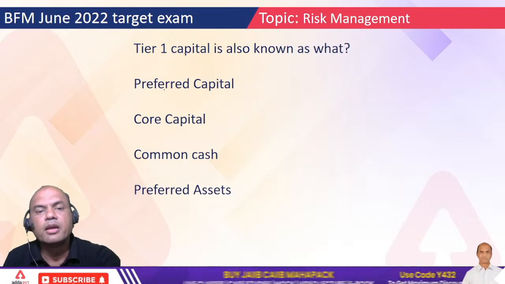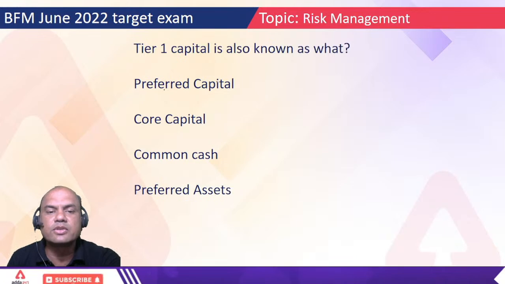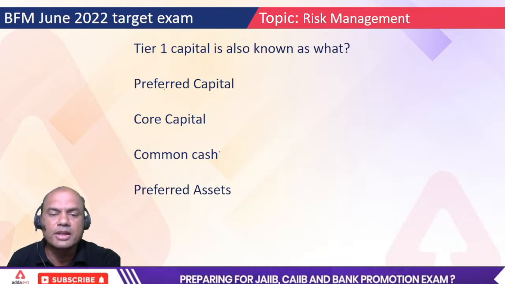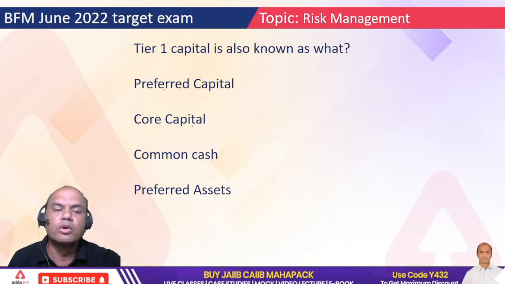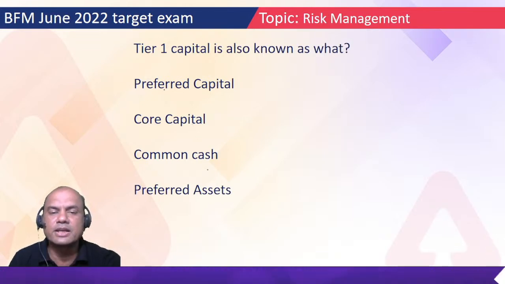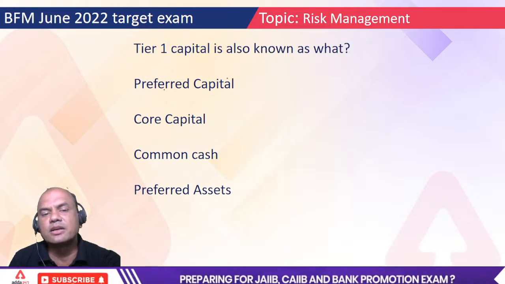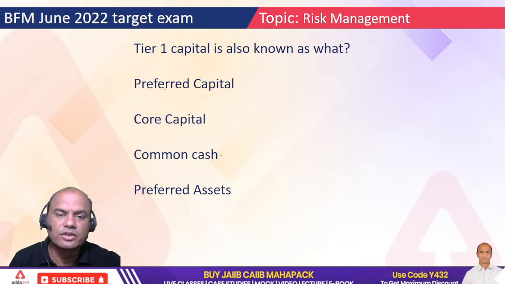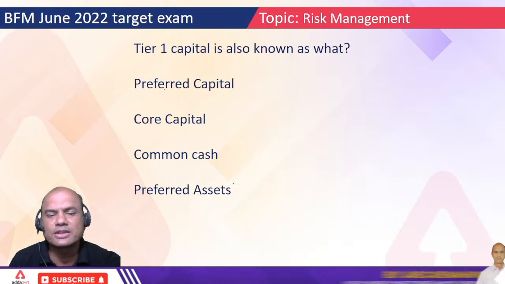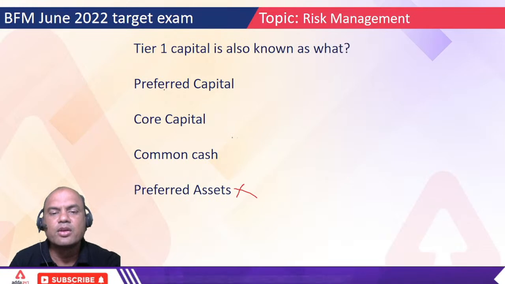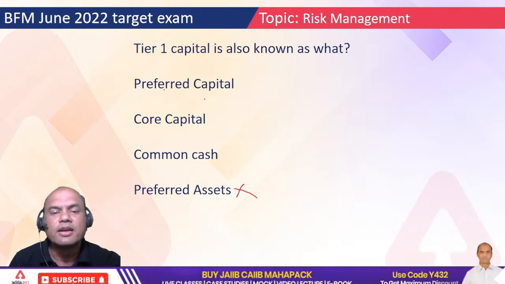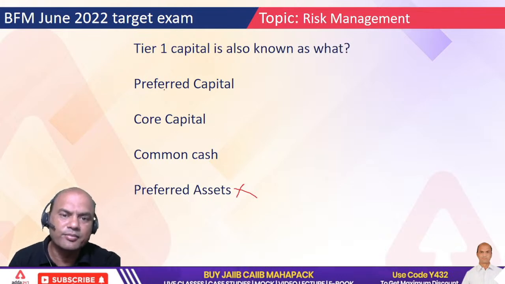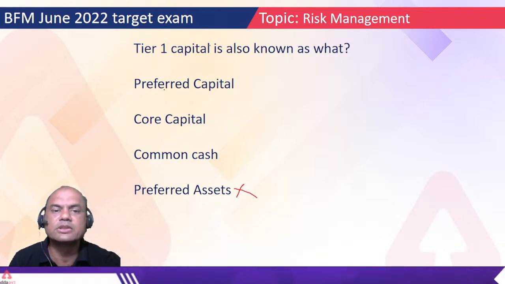Tier 1 capital is also known as what? Preferred, core, common cash and preferred assets. Type fast. Tier 1 is which type of capital? Common cash? No. Preferred asset? There is nothing called preferred asset. Common cash means cash equivalent. So capital and cash are totally different. Cash is a part of that capital, but it's not a capital.